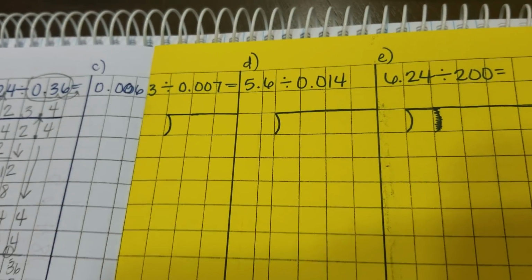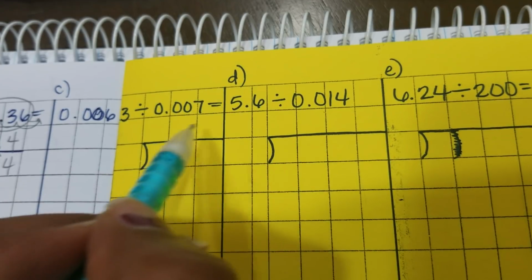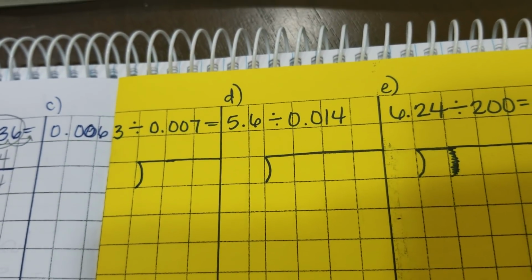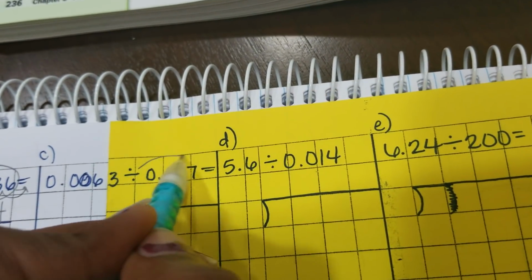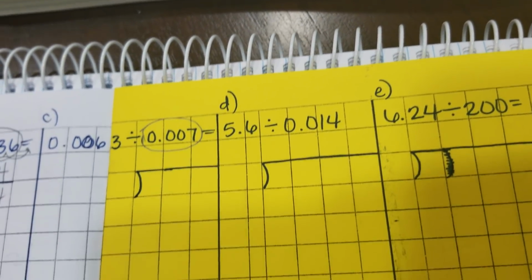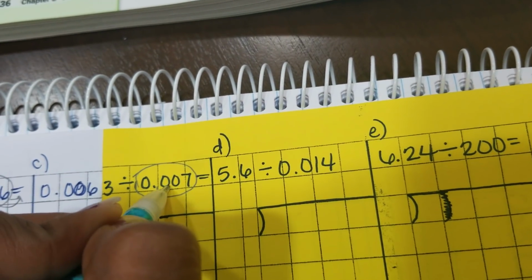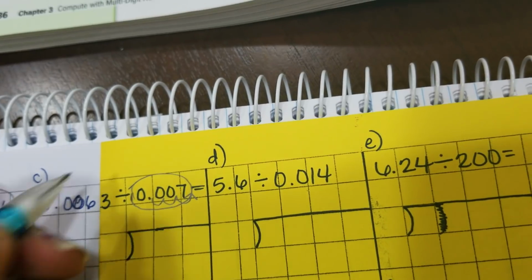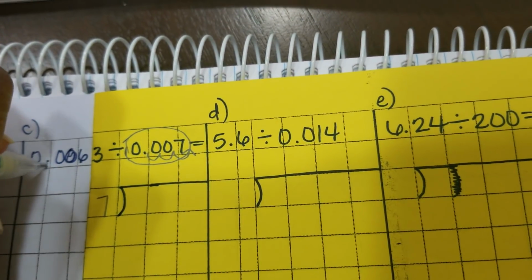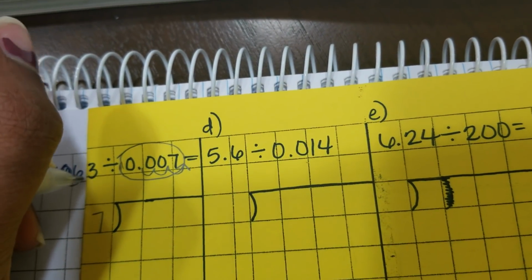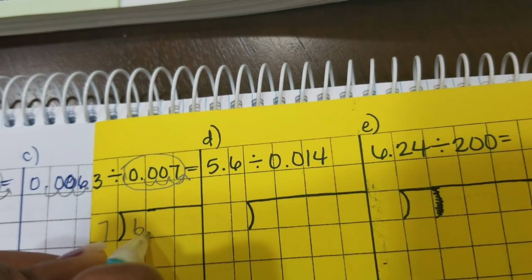Okay, question C. Remember, we have to look at our second number. The second number is what determines if we have to move the decimal point and how many times we have to. So our second number here has 3 numbers after the decimal point, so we have to move it 3 times. 1, 2, 3. So now we have a plain 7 on the outside. We go to our first number and move 1, 2, 3. So it's now after the 6. So we have 6.3.